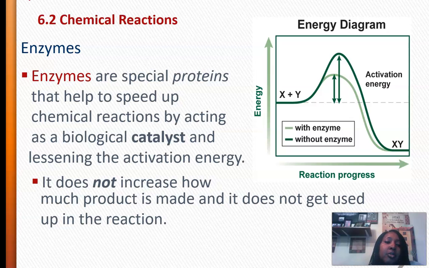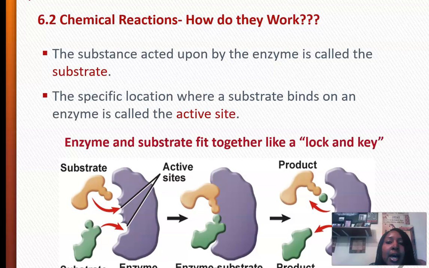And remember, enzymes are proteins. We've been talking about macromolecules in class, and so enzymes are special proteins. Here's more information about how enzymes work. The substance that's acted upon by the enzyme is called the substrate. You can see in this diagram that this is the substrate. The specific location where the substrate binds is the active site. In this diagram, this is the active site right there. You can see that the substrate is specific for this active site. It fits perfectly into the active site. Both of these substrates, it's actually two in this diagram. An enzyme and a substrate fit together like a lock and key.